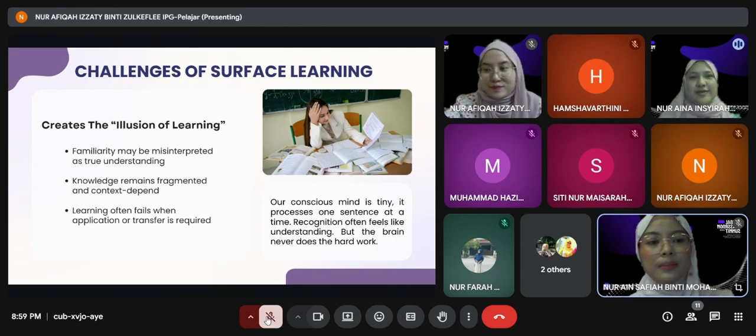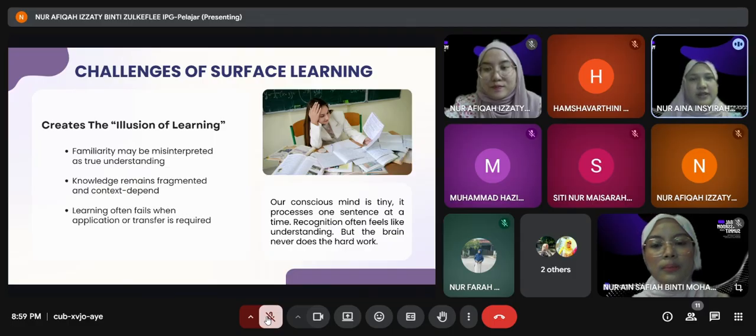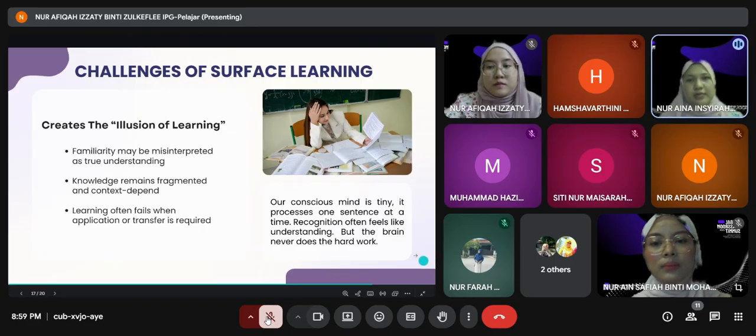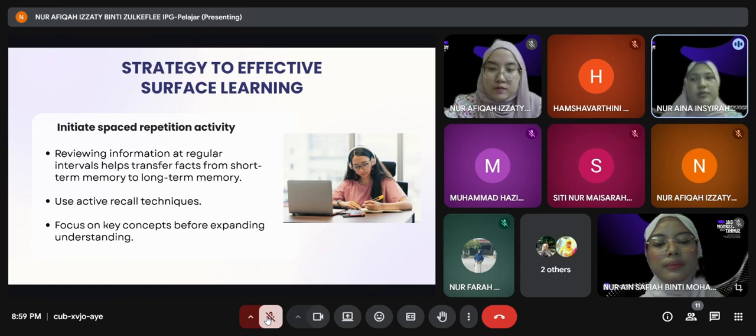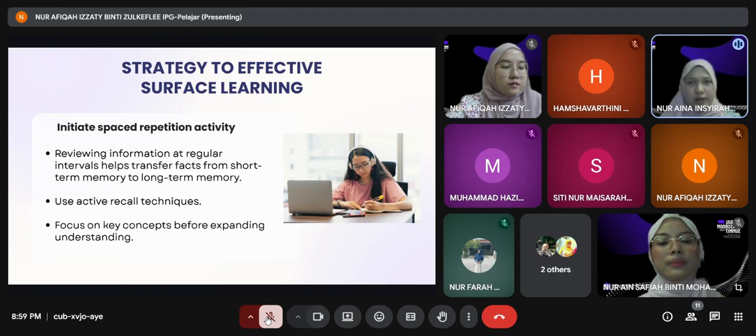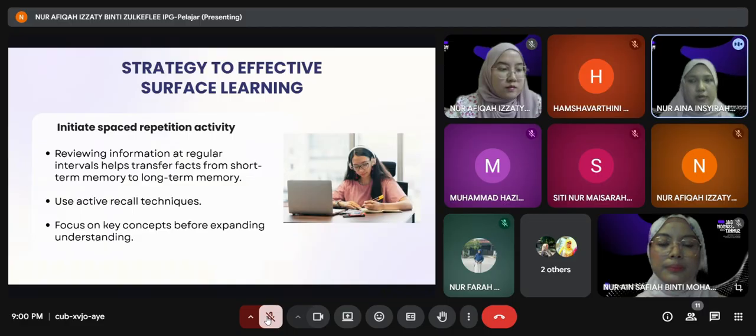Yes, of course, Ain, there's a solution for this type of learning, which is to use spaced repetition in your study activity while you are studying. What is meant by spaced repetition is that you are reviewing your information at regular intervals, and it helps you transform from short-term memory to long-term memory. For example, today you are studying vocabulary, and after 3 days you review it again, and maybe after a week you review it again. With this type of regularity, you can develop a stronger memory compared to only doing it once.